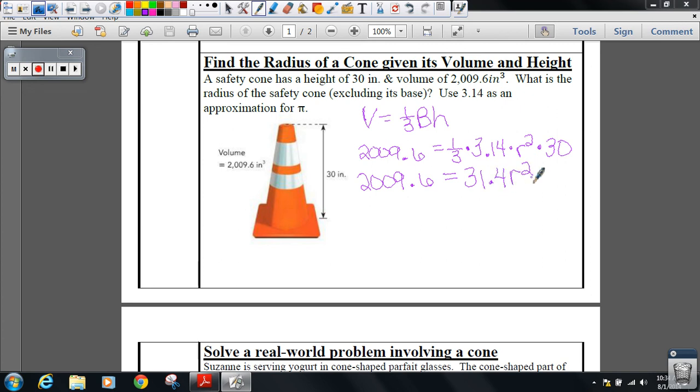radius squared. Then I have to get the r by itself, so the first thing I need to do is divide by 31.4. And over here I get 64 is equal to radius squared. The opposite of squaring something is to take the square root. So then I'm just left with radius. If I square root one side, I have to do the same to the other. So my radius is equal to 8. And since I'm just talking about radius, it's going to be just in inches. So the radius is equal to 8 inches.